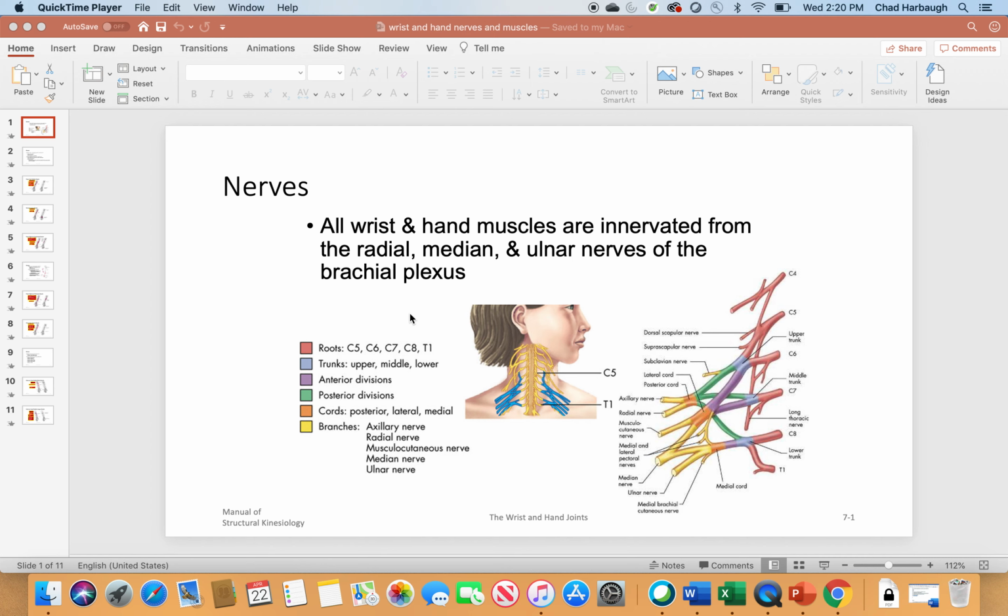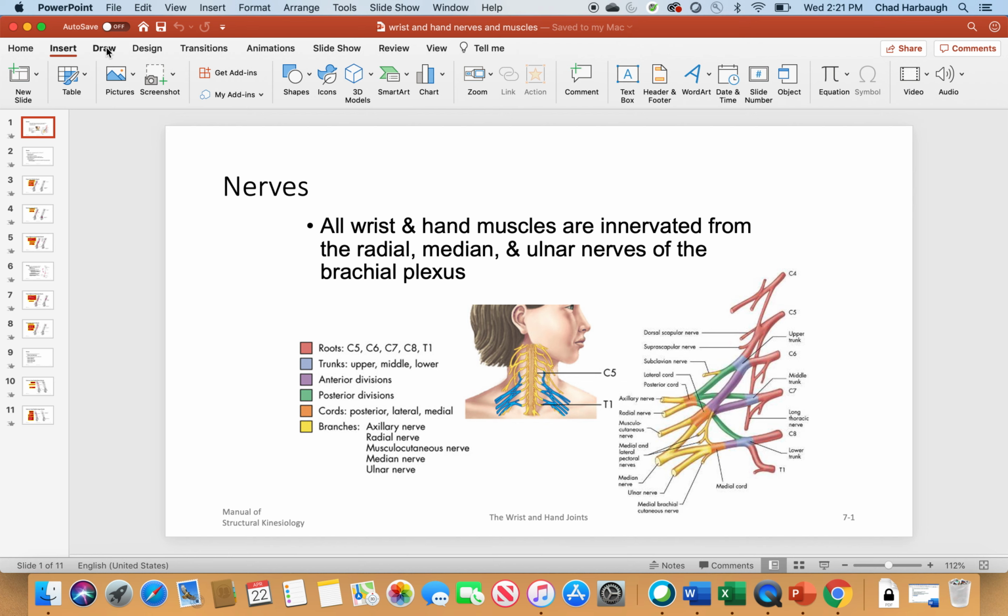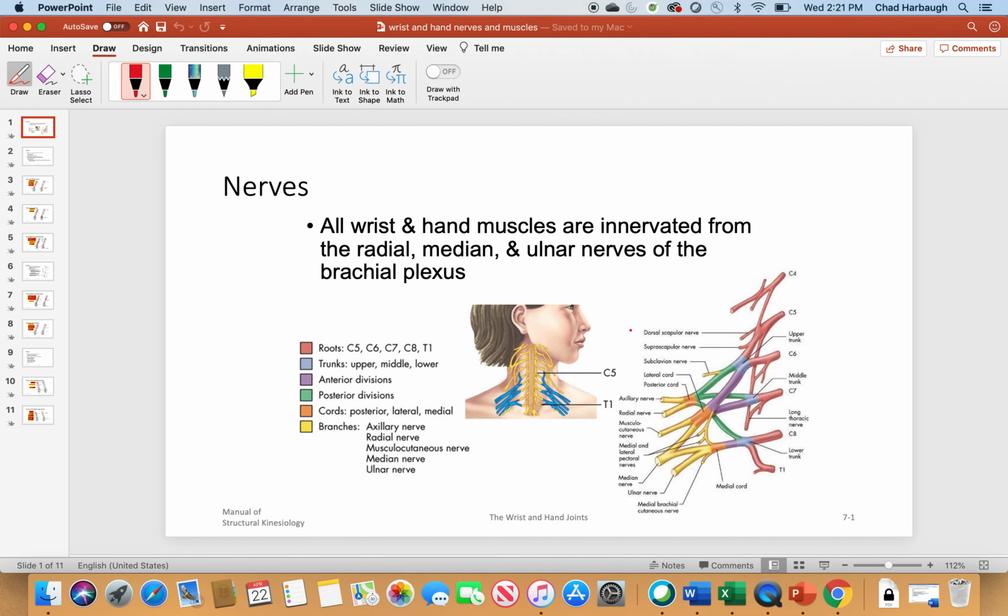This is a short lecture on the wrist and hand nerves and muscles, and particularly when we're talking about the nervous system, we'll be talking about their association with the brachial plexus. The first one that we're going to point out is going to be the median nerve. The median nerve actually bifurcates or splits, so I'll draw the split here. This splitting is going to bring in two different cords. It's going to bring in the medial cord, and it's also going to bring in the lateral cord.